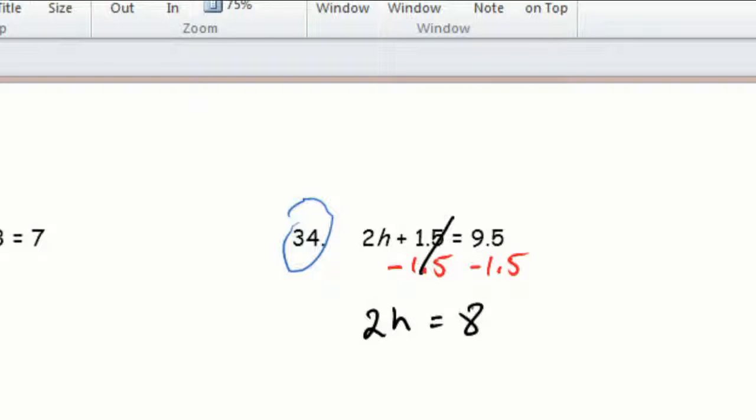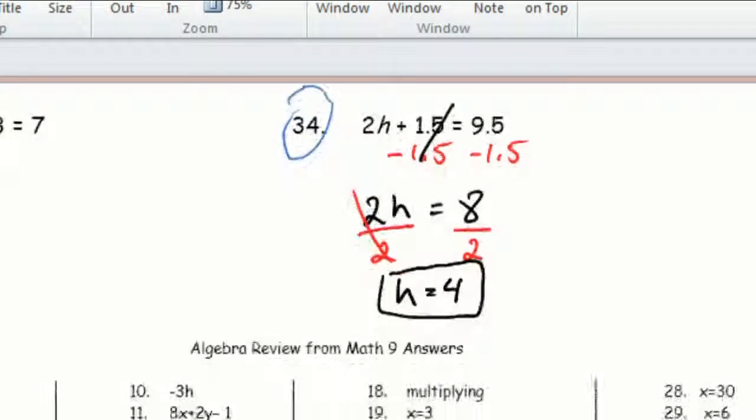And then I need to get rid of that 2. I'm multiplying by 2 on the left, the 2 and the h. So what I need to do is divide by 2 on both sides. If I do it on the left, I must do it on the right. The 2 divided by 2 is going to divide out and give me 1. So I'm going to be left with h, and then 8 over 2 is going to give us 4. So h is 4.